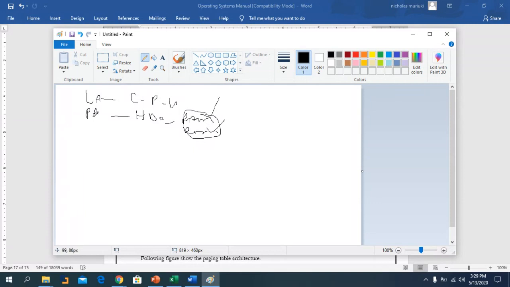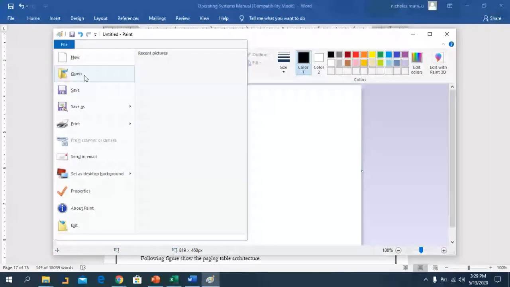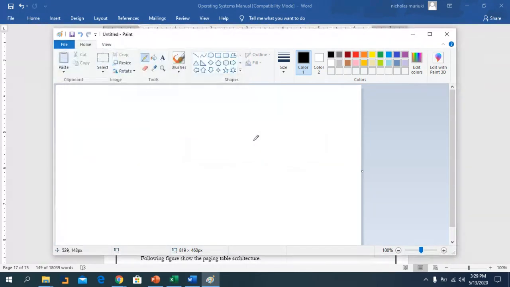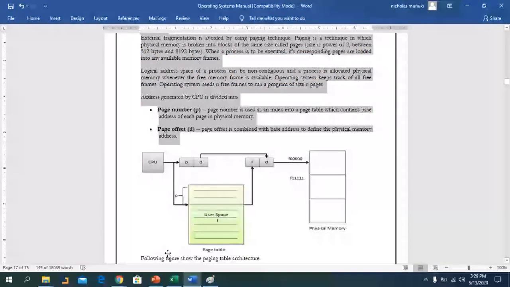So in this case, we require an address. Let me use a very clear page here, where we require a logical address. And for this logical address, you require a page and you require a displacement. If you look at this, we are looking at a page and displacement. So in this case, we are looking at a page number and a page offset.